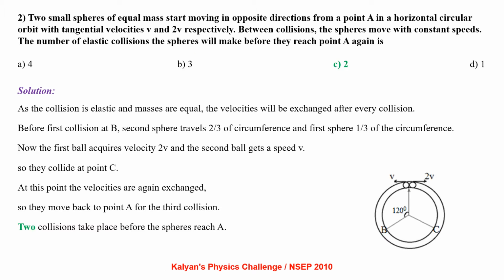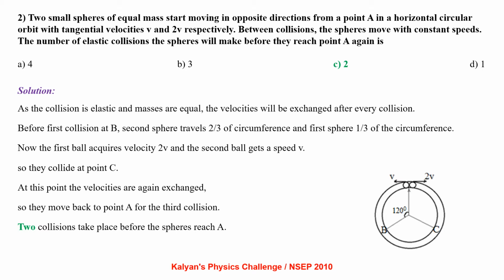Two small spheres of equal mass start moving in opposite directions from point A in a horizontal circular orbit with tangential velocities v and 2v respectively. Between collisions, the spheres move with constant speeds. The number of elastic collisions the spheres will make before they reach point A again is: as the collision is elastic and the masses are equal, the velocities will be exchanged after every collision.